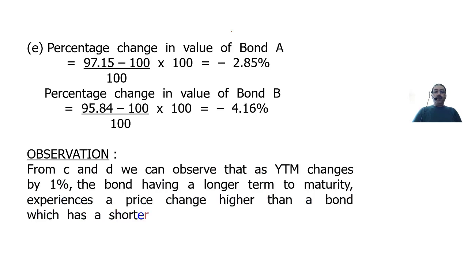So from C and D we can observe that as YTM changes by 1%, the bond having a longer term to maturity experiences a price change higher than a bond which has a shorter term to maturity. Bond price theorem.